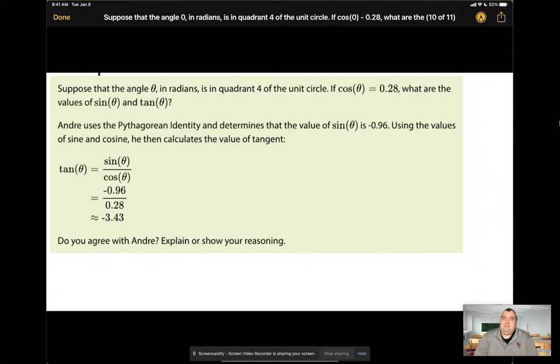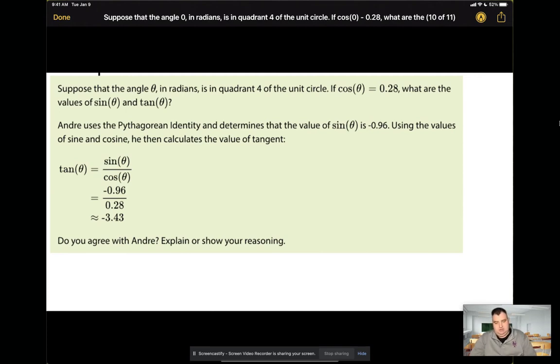All right, lesson 6 of unit 6. Suppose that the angle theta in radians is in quadrant 4 of the unit circle. If cosine of theta equals 0.28, what are the values of sine theta and tan theta?